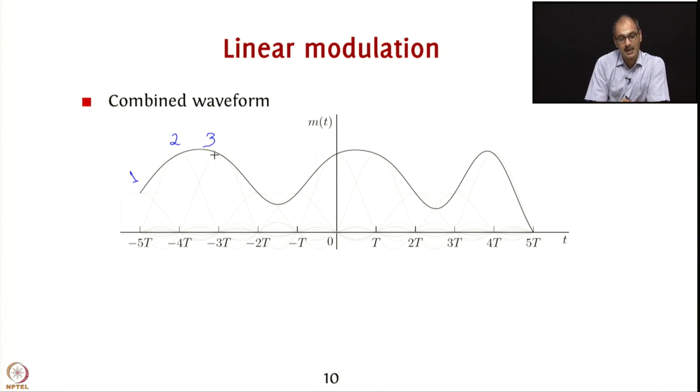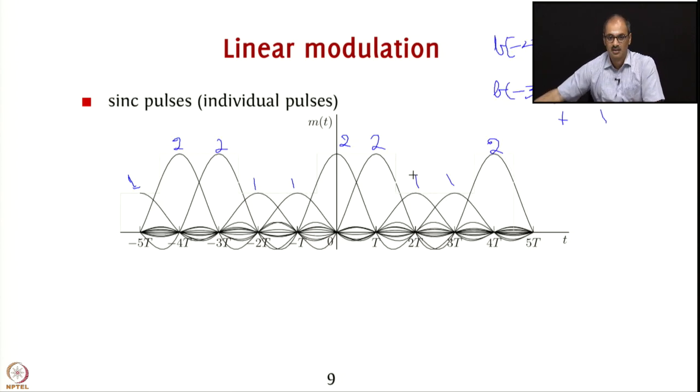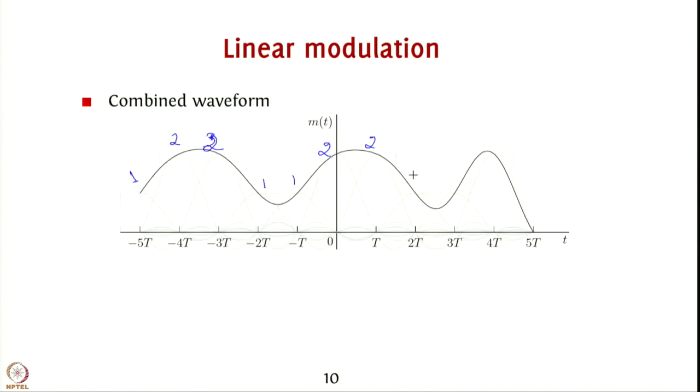But at the sampling points, let's say minus 3t, at minus 2t, oh sorry, this should actually be 2. Sorry, this should be 2. At minus 2t, it is 1. At minus t, it is 1. At 0, it is 2 again. At t, it is 2 again, and so on. If you now compare with the previous, the amplitudes remain the same.